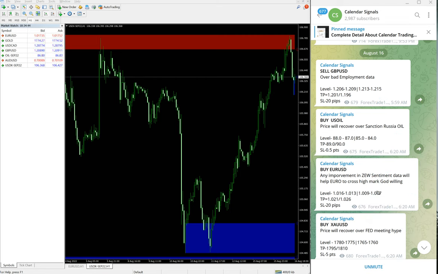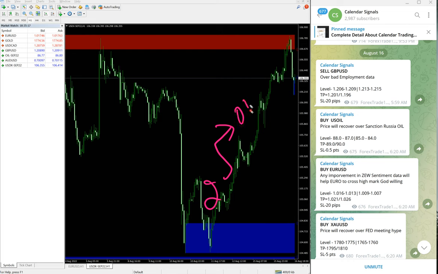Whenever we give signals on calendar signal, we also mention the reason why we are giving that particular script buy or sell. It is not random. We always mention the reason as well. For example, sell GBPUSD given. The reason: over bad employment data. Then buy US oil: price will recover over sanction on Russian oil. Likewise, for each and every script, you will find the reason why we are giving that buy or sell.